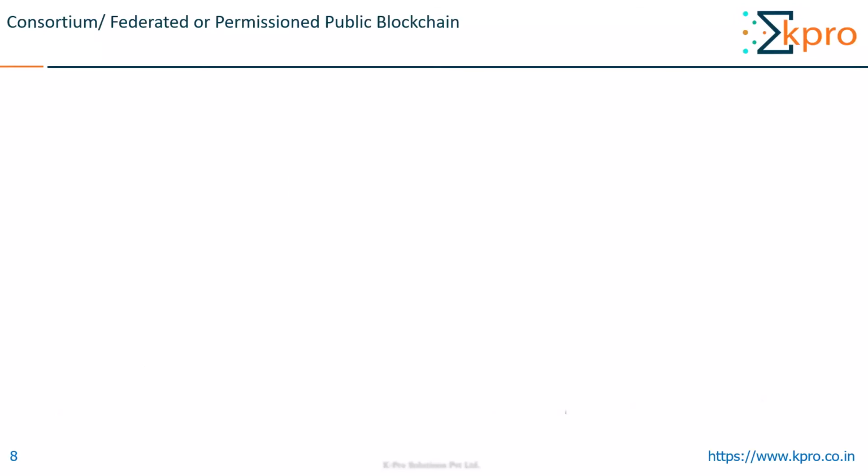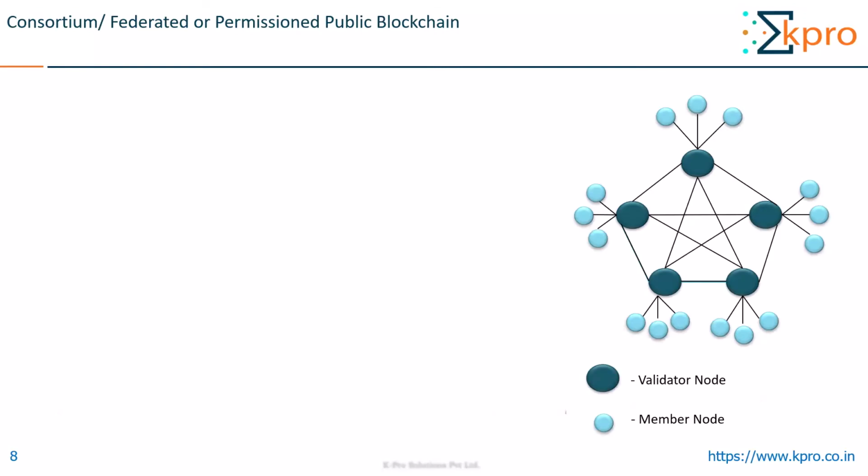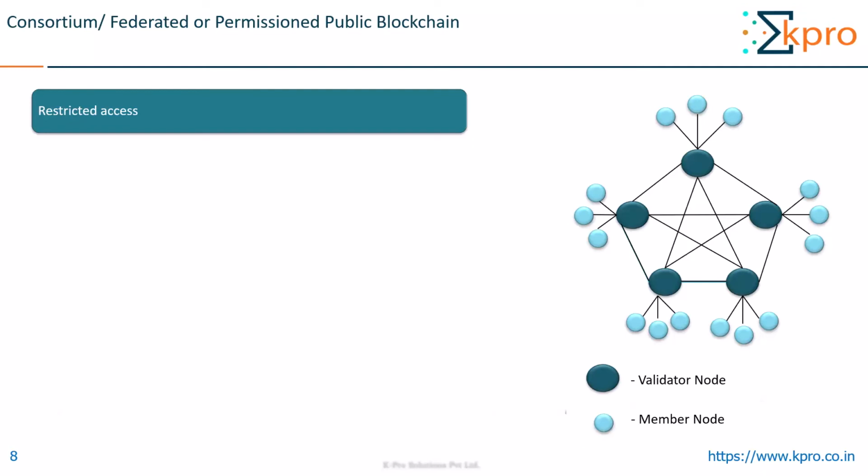Next, let us see what we mean by a consortium blockchain, which is also known as a federated or permissioned blockchain. So this is what the consortium blockchain looks like. We have the validator nodes and the member nodes. Here the access is restricted, unlike the public blockchain in which anyone can take part in the network and start validating transactions. Another thing is that the control over the network is given to only a few predetermined nodes, that is, the validator nodes.